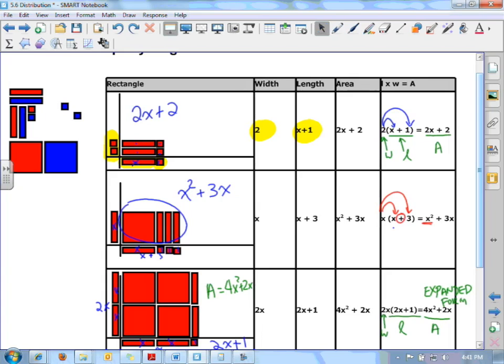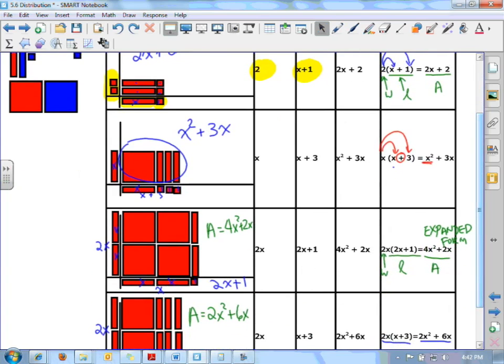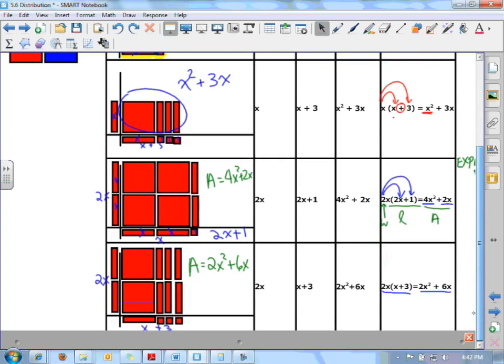Does that apply for the next one below? If we follow suit, 2x times 2x plus 2x times 1. 2x times 2x is 4x squared. 2x times 1 is 2x. So it applies for the next one and also for the last one. 2x times x, 2x times 3, we get 2x squared plus 6x. So we found the relationship and how to expand, how to find the area.